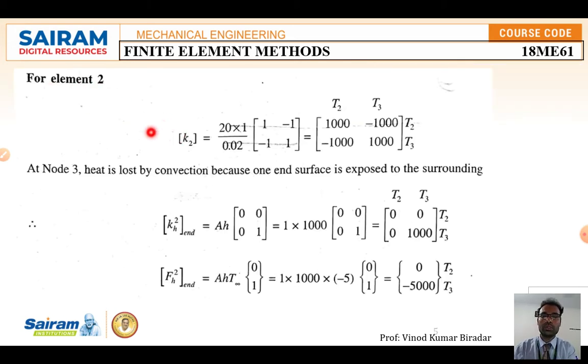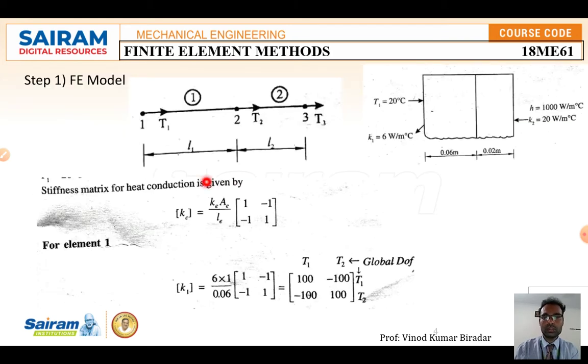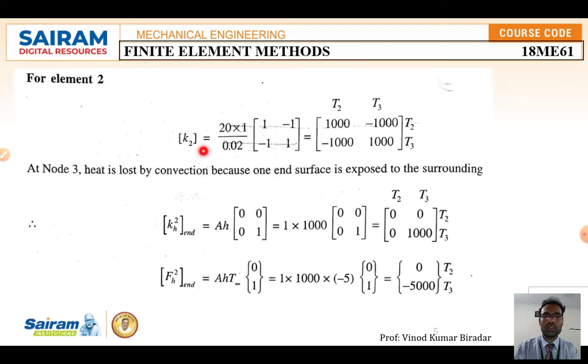For element 2, heat due to conduction K2: wherever A1 and L1 were there, you replace them with K2, A2, L2. After substituting the values, you get K2 for T2, T3, that is 1000, -1000, -1000, 1000.